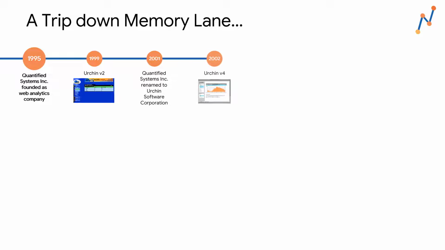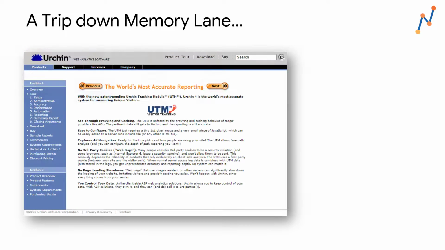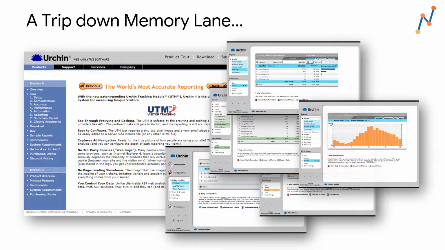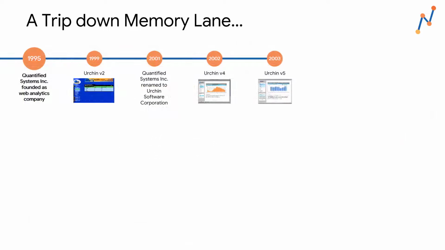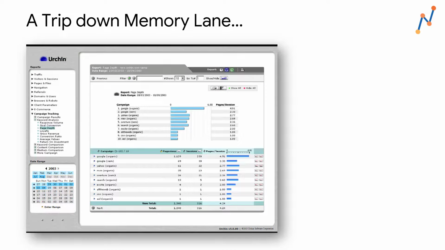Only 1 year later, Urchin version 4 was released and introduced cookie-based data collection for the first time, the so-called Urchin Tracking Module. This made Urchin version 4 the world's most accurate system for measuring unique visitors, sessions, and page views, and also offered many reports. Yet another year later, in 2003, Urchin version 5 was released, offering graphically enhanced reports, a variety of additional reports, and copy-paste integration of those reports into Office applications.